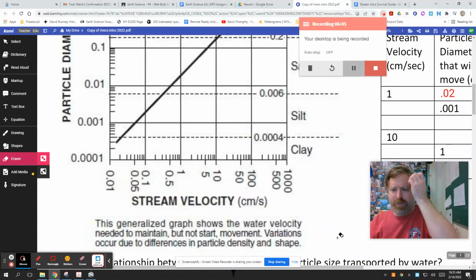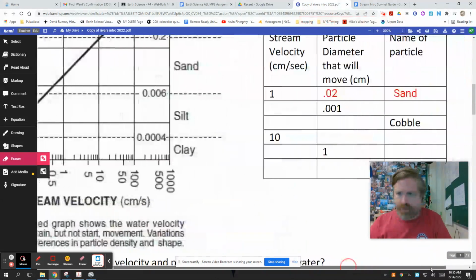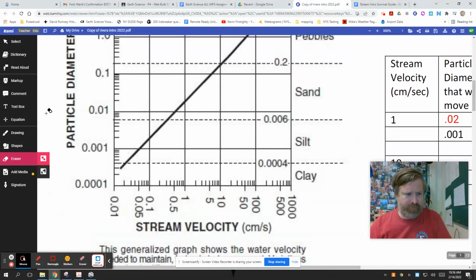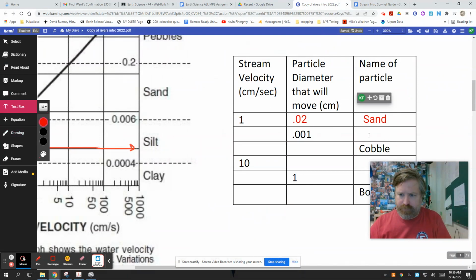All right, did you do them? I'm probably not going to do all of them so that this video doesn't end up being super long. Let's do one or two, make sure we're on the right track though. 0.001 as a particle diameter. 0.001 is right there. So again, the answer lies on this line. Where does it meet that? The name of that particle, that part's easy enough. Should be silt.